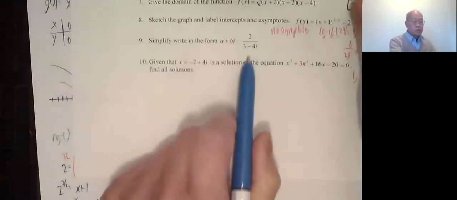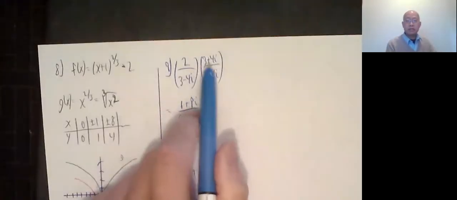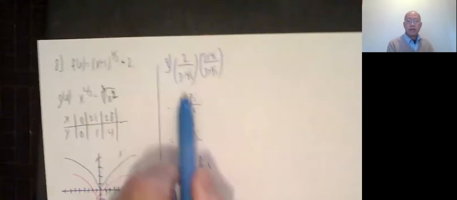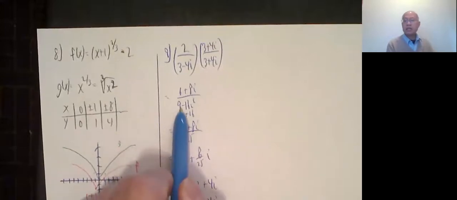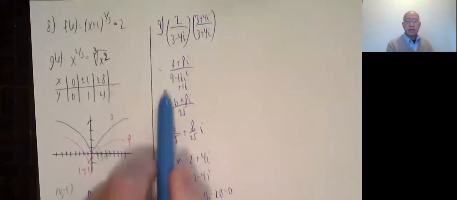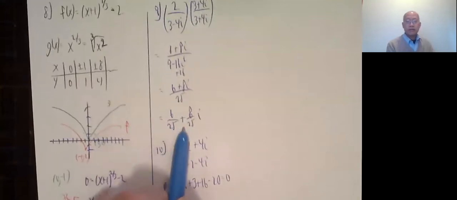Number 9, simplify 2 over 3 minus 4i. Multiply by the complex conjugate, which is 3 plus 4i. So multiply the top: 6 plus 8i. The bottom is a squared minus b squared, so it's 9 minus 16i squared. Minus 16i squared is -16 times -1, which is plus 16. 9 plus 16 is 25. So 6 over 25 plus 8 over 25 i.